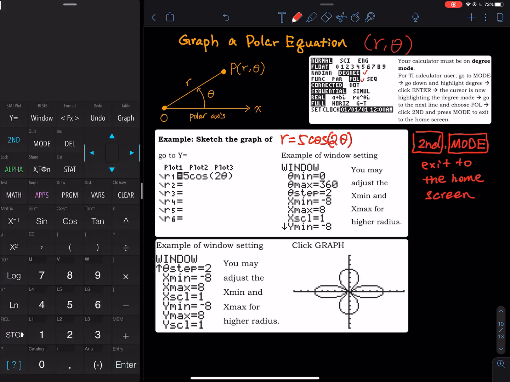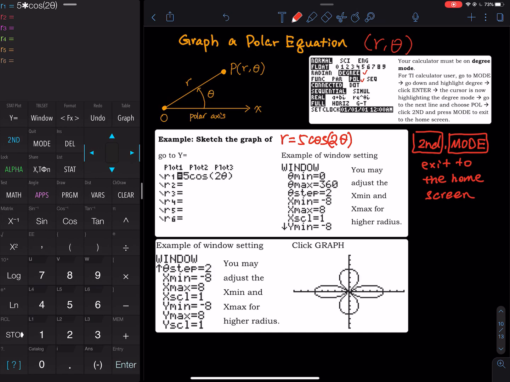So now I need to do a graph. You press Y equals, right above the second key. Do you see that they are not giving you y equals anymore? They are giving you r equals, because we just changed the mode to polar. Later on, if you want to go back to rectangular, you have to go to mode and change that back to func. All right, so why don't you enter this polar equation, 5 times cosine 2 theta.